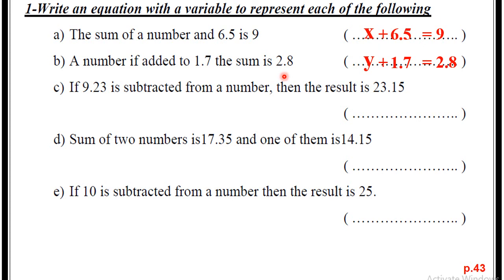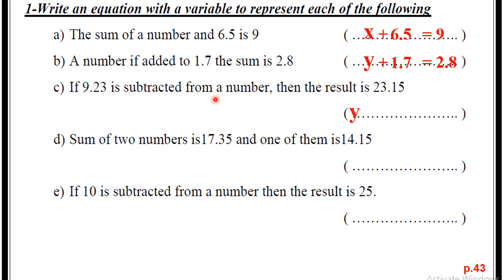And now letter C: if 9.23 hundredths is subtracted from a number, then the result is 23 and 15 hundredths. Here we have 9.23 hundredths subtracted from a number. The number means the variable. Which one is the big number? The number after from will be the big number, and we will write it first. And now let's write the equation.